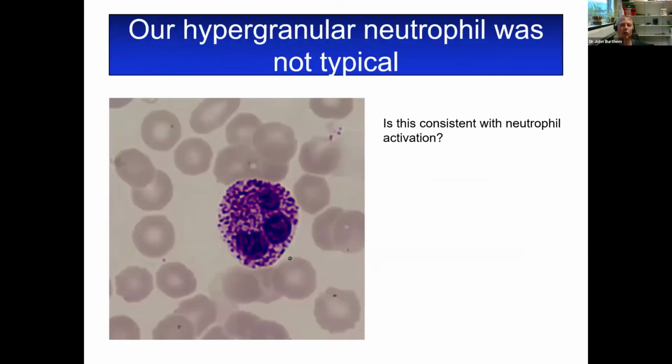Well, here's what we saw in this one. Our neutrophil had many granules, but was by no means typical. And the question Ben asked himself was, is this consistent with neutrophil activation? What we see here is a neutrophil with a fairly normal looking nucleus with dense chromatin, but very, very intense blue granulation. You might almost wonder if this is a basophil, but these granules are actually very discrete and may be surrounded by a slightly paler halo.